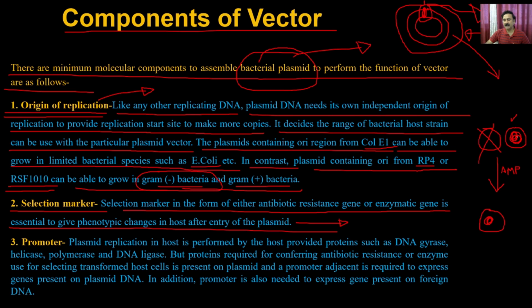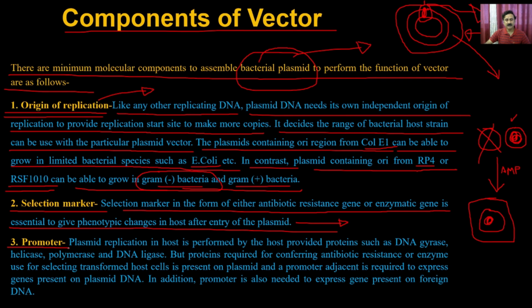You can have an enzyme also. In some cases, it's not an antibiotic resistance gene that is present; the enzyme is present instead. In that case, the enzyme gives you an enzymatic product, like colors. That also allows you to identify the transformed DNA and transformed host cells.